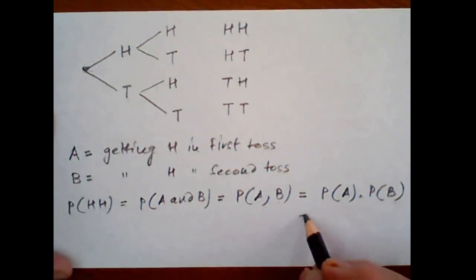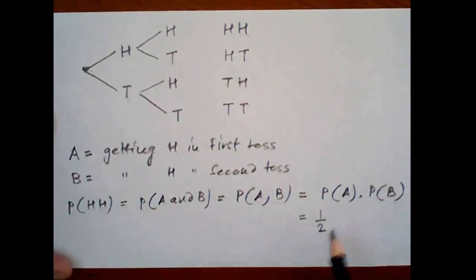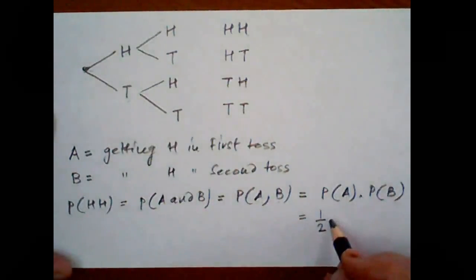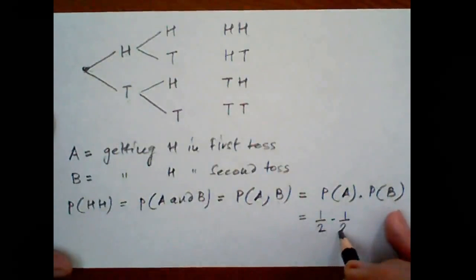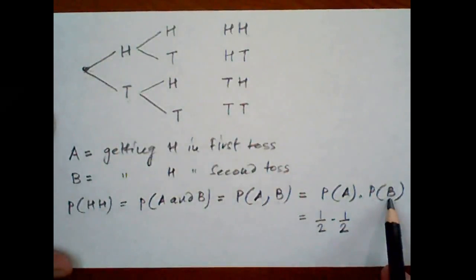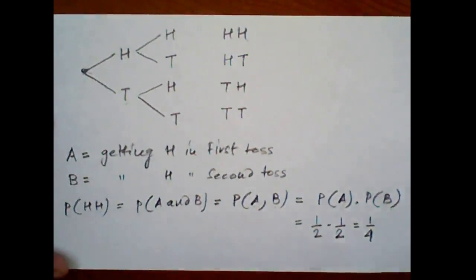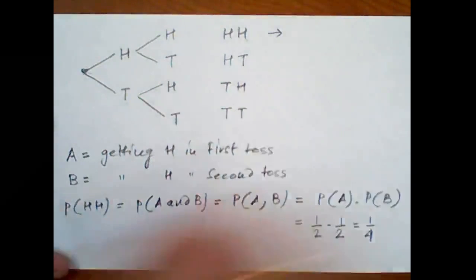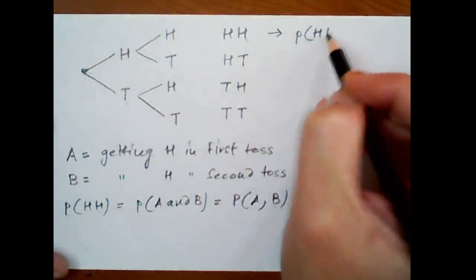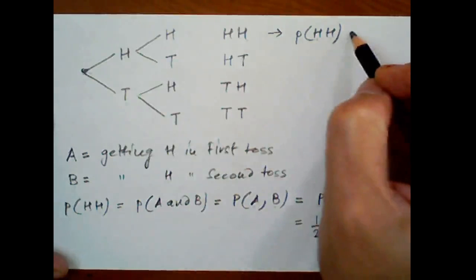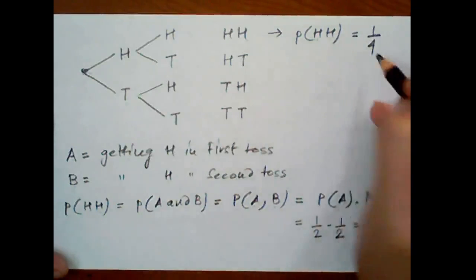Okay, and that is equal to half, because in a fair coin probability of A, meaning probability of getting heads in the first toss, is half, and this will be again multiplied by half because probability of B, that is getting heads in the second toss, is also half, and that is equal to 1/4. Okay, let's write it down here. So probability of HH, meaning probability of getting heads in the first toss and heads in the second toss, is equal to 1/4. That is what we have calculated just now.